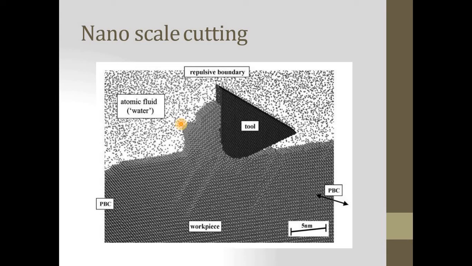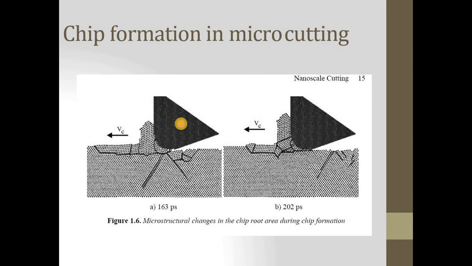The microstructural plot shows the change of the crystal orientation in the chip root area. So look at this, these are the microstructural changes. You can see over here the crack growth in different directions as the tool proceeds.